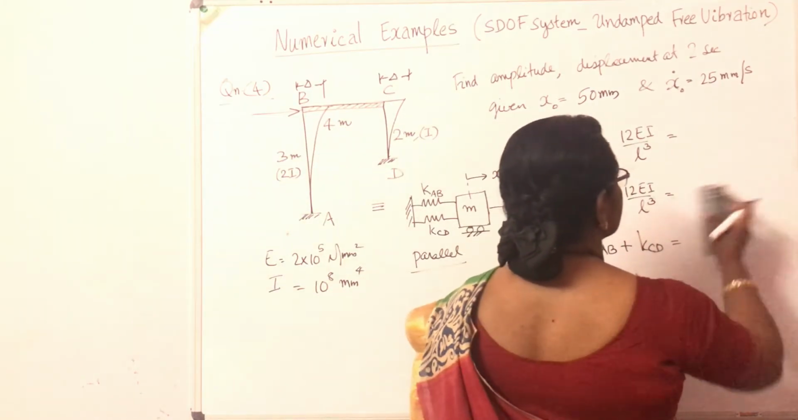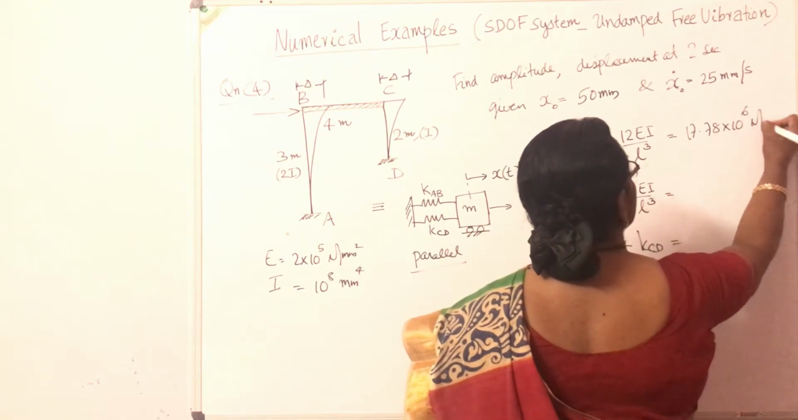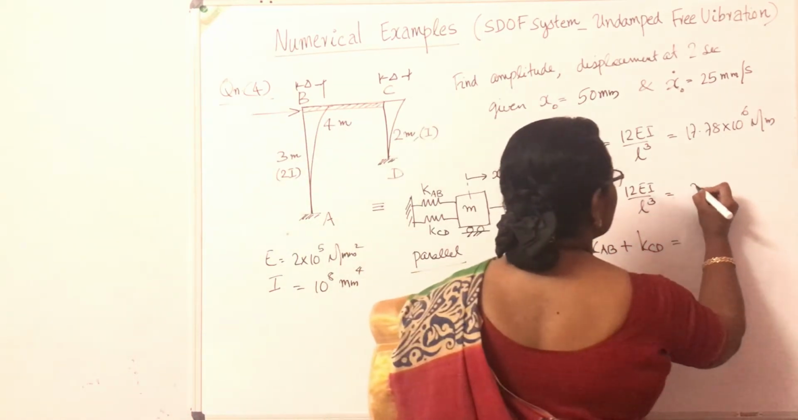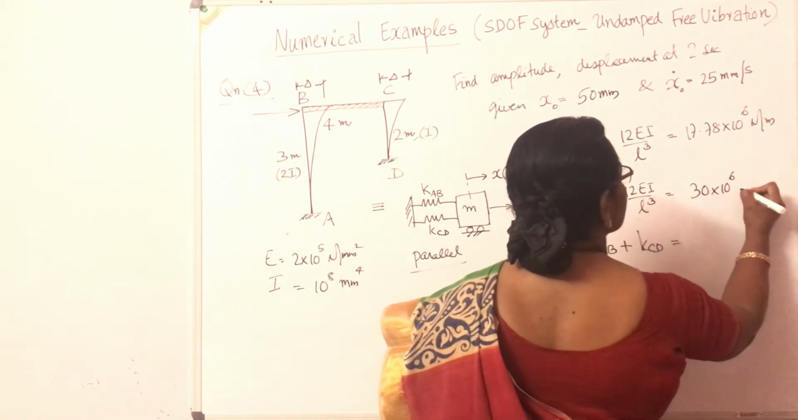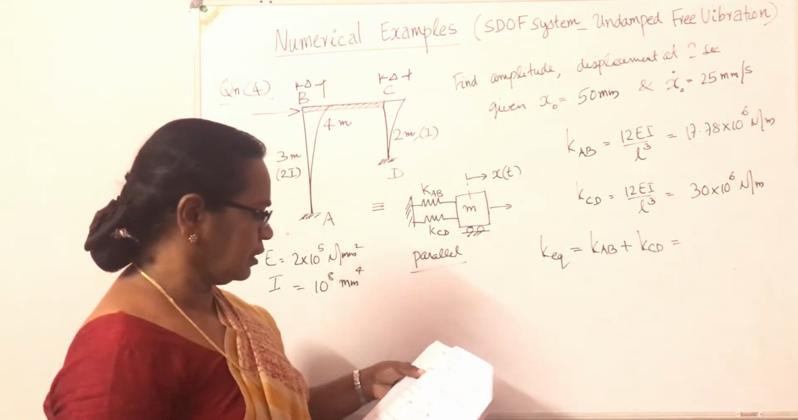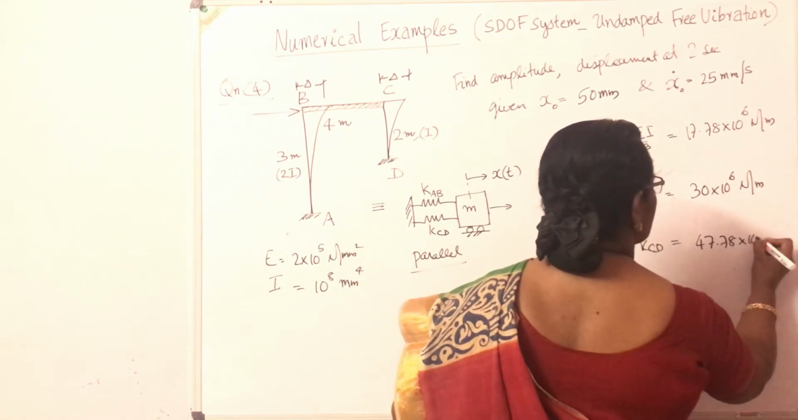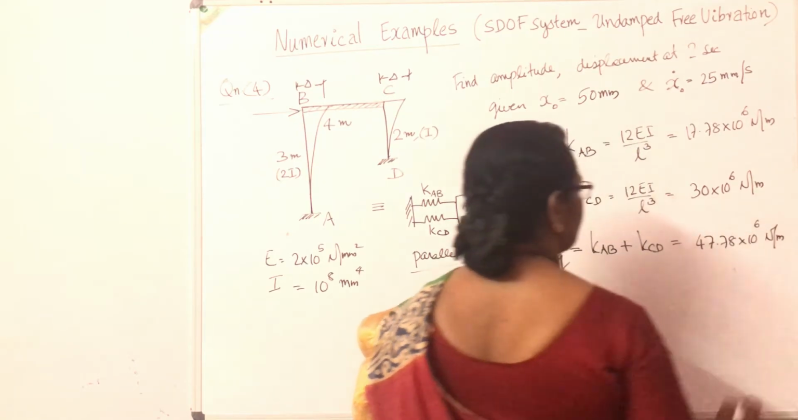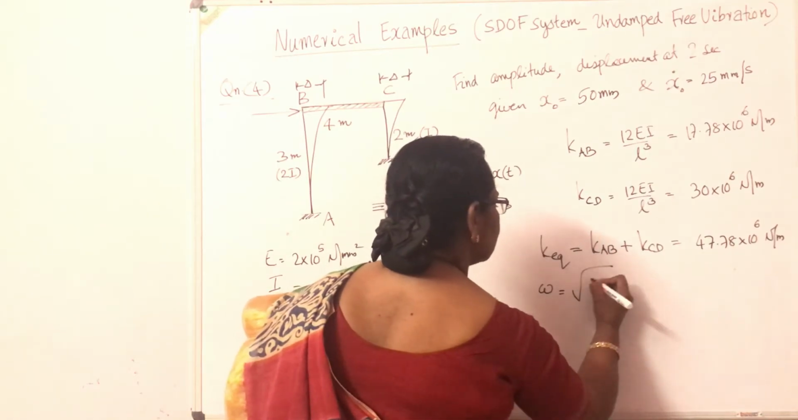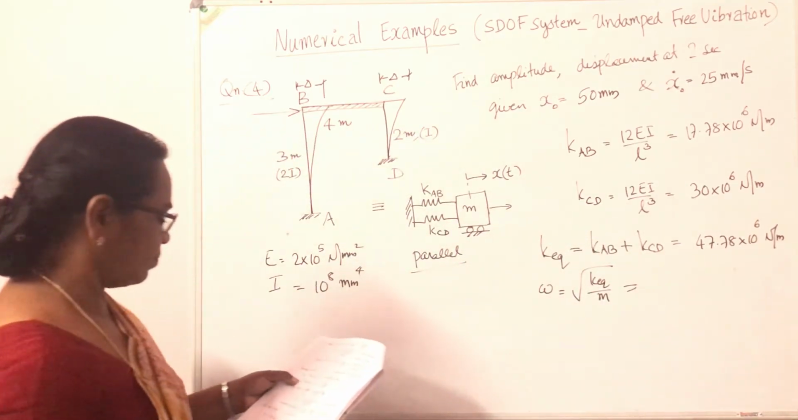Stiffness of AB is 17.78 into 10 raised to 6 Newton per meter. Stiffness of the column CD is 30 into 10 raised to 6 Newton per meter. And the equivalent spring stiffness is 47.78 into 10 raised to 6 Newton per meter. Therefore, the frequency of this system, omega, is equal to root of K equivalent divided by M.